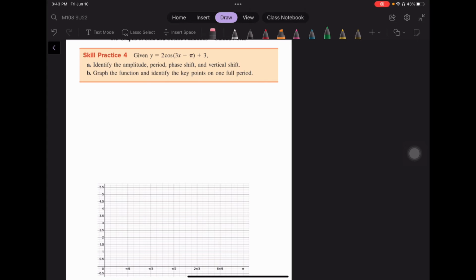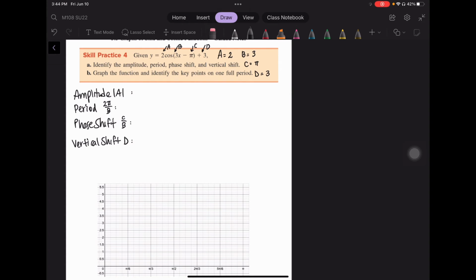Skill practice 4 asks us to identify the amplitude, period, phase shift, and vertical shift. We're going to identify A, B, C, and D in order to be able to answer those questions. A is the coefficient of cosine, which is 2. That means we have an amplitude of 2. B is the coefficient of the x, which is 3. C is the number after the subtraction sign inside, which is pi. And D is the number that's being added on the outside or subtracted, which means we're moving up 3.